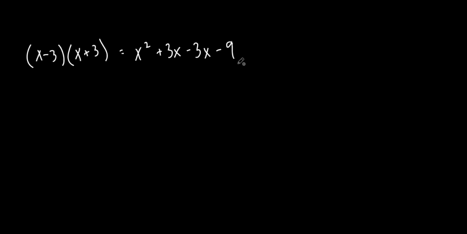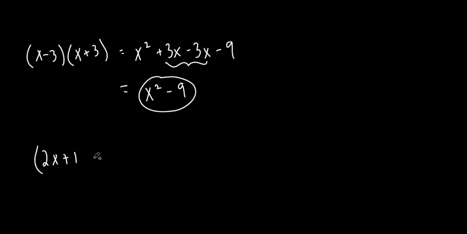Do I circle that? No. Add like terms. Here's your like terms. I've got x squared. These add up to what? 0. 3x minus 3x is 0. I don't have to write that down, right? It's just 0x or 0. So I just write down the rest of it, minus 9, and there you go. Let's do another one. Last one. This time I'm going to put a number in front of the x. Make it a little bit tougher for you.